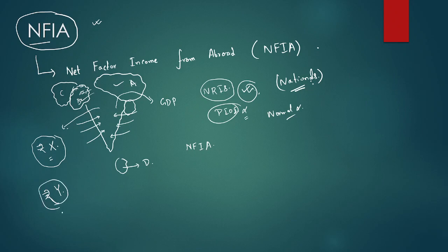Okay, this is their income from outside. So what is NFIA, net factor income from abroad? It is rupees Y minus rupees X. You get my point?